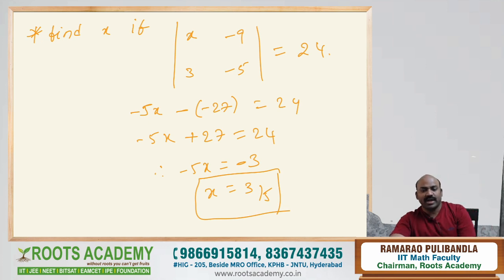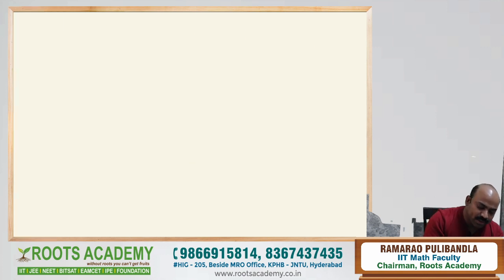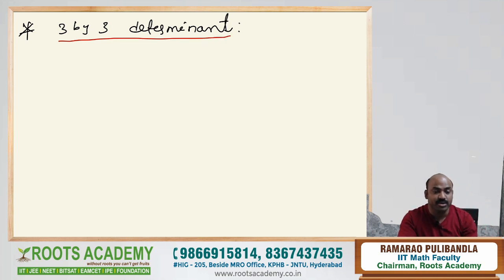So move to the next one, Ranana. This is called what? A 2 by 2 determinant. Now I am moving to a 3 by 3 determinant. Look here. So what we call this is a 3 by 3 determinant. Students, very simple topics. I don't know why intermediate students are unable to do this.